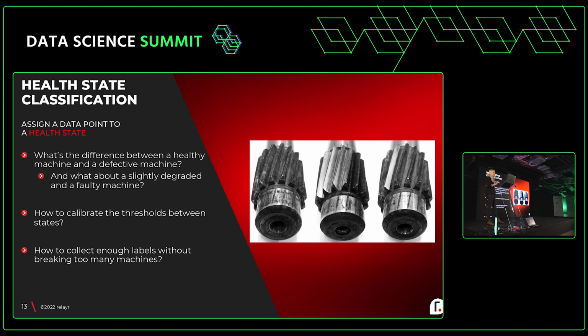We know there's something wrong, and now we want to assign this data point to some health state. Here you see a machine at different levels of degradation. The difference between healthy and unhealthy is obvious, but there's a slightly degraded machine and there's a very degraded machine, and the customer wants to react to those accordingly.